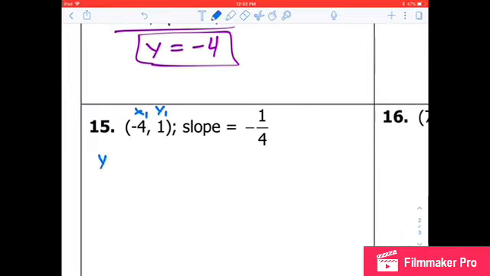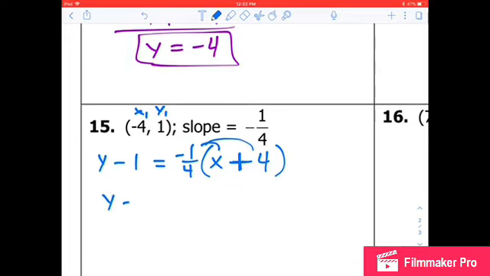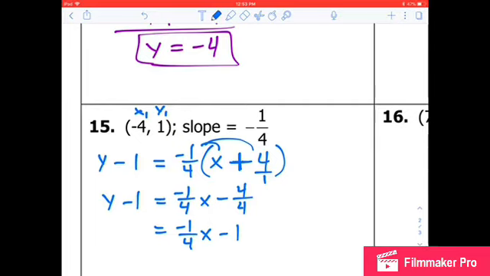So x1 and y1, we have a slope of negative 1/4. So y minus y is y minus 1, 1/4 times x minus x, which becomes plus 4, and then distribute. So y minus 1 equals negative 1/4x, and then negative times positive is negative, and again, 4 times 1 on top is 4, 4 times 1 on bottom is also 4. And so if you have 4/4, that's just negative 1. So negative 1/4x minus 1, and then y minus 1 on the other side.